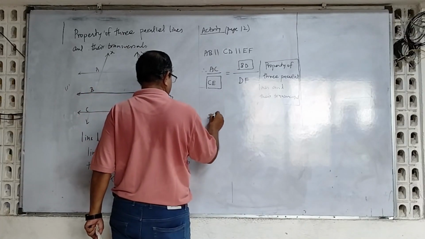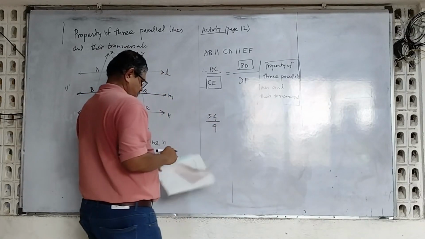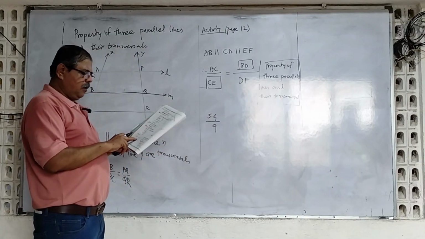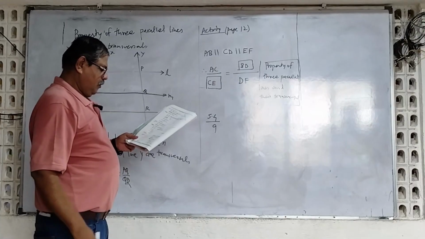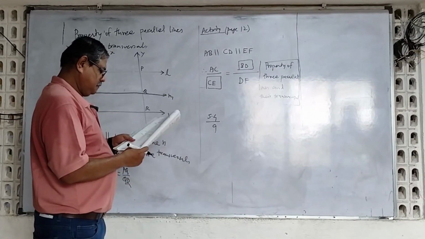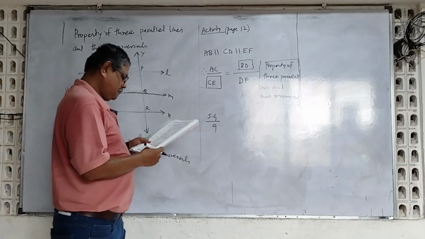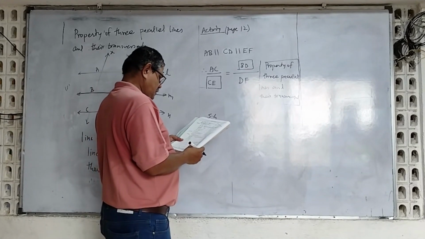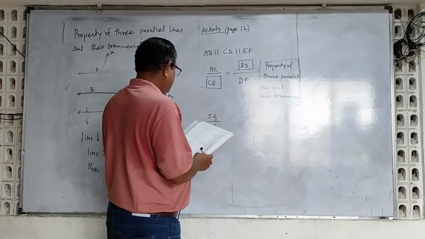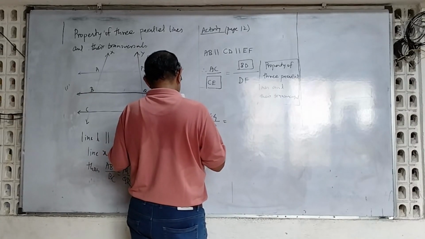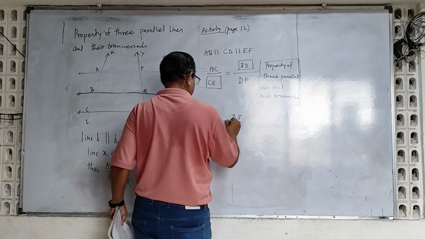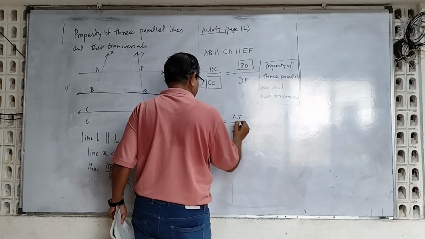Again if you see, they are given 9. So 9 is the value of CE. That you should understand. What is the value of BD? So 5.4 upon 9 is equal to BD, which is given as 7.5, upon DF. That you have to calculate.